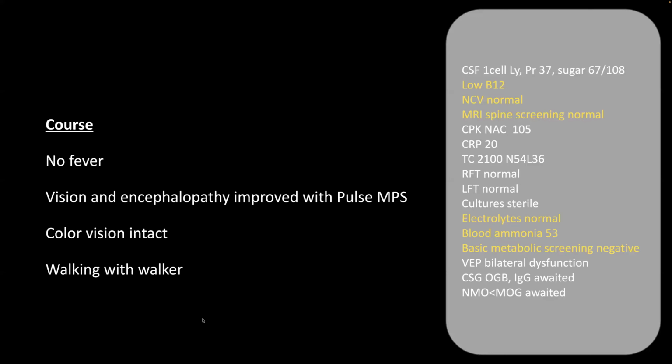A VEP was done, which showed bilateral dysfunction of the optic nerves with a low amplitude as well as prolonged latencies. CSF oligoclonal bands were sent and IgG were sent, thinking MS also. We considered a lot of DDs at this point, and NMO and MOG are also awaited.